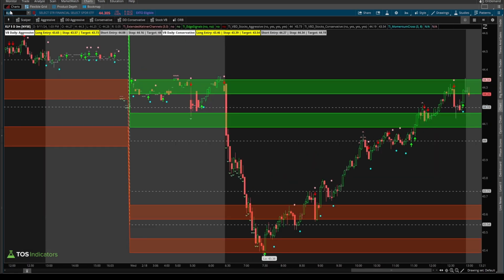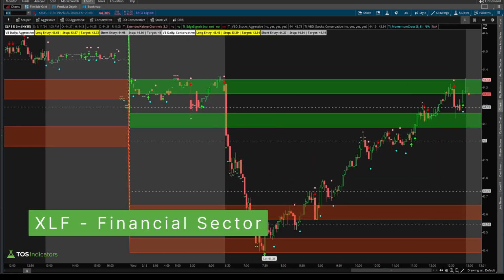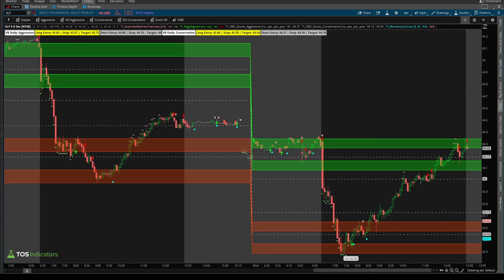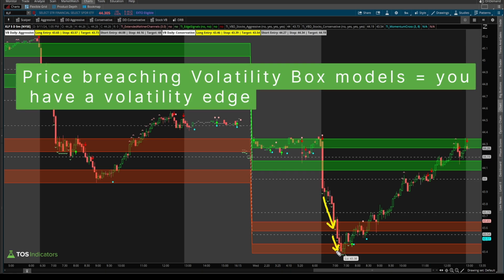We'll start first with XLF. This setup should look very familiar. It's very similar to the setup we talked about in yesterday's video. I'll switch to that same 5-minute time frame chart. We have price action breaching our aggressive models. We then have price action breaching our conservative models.